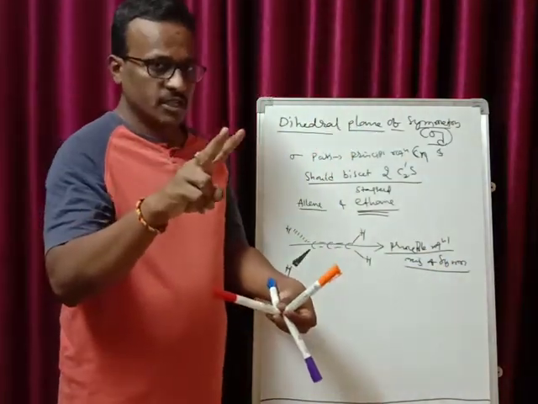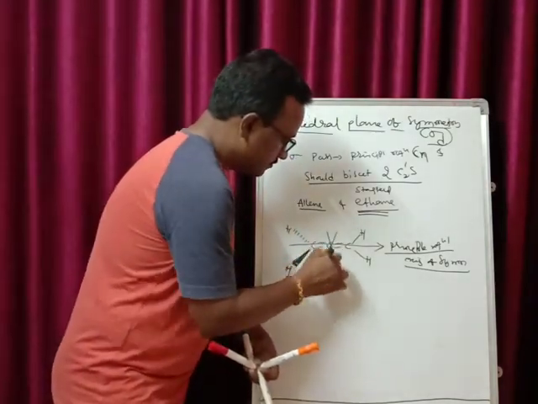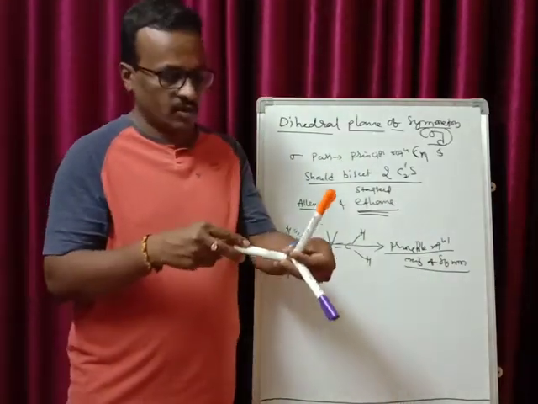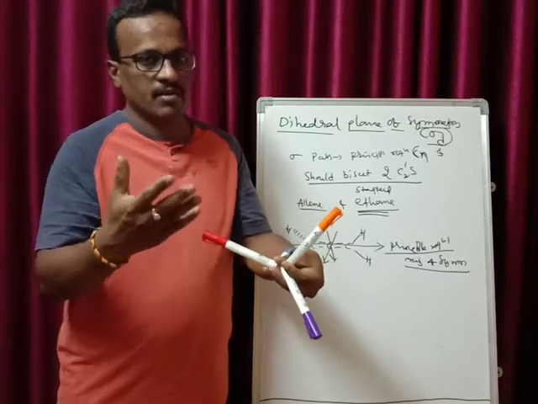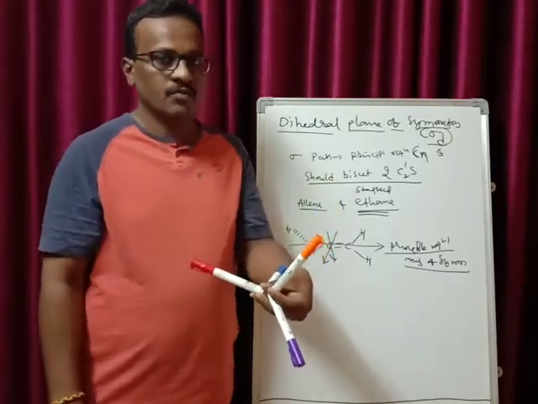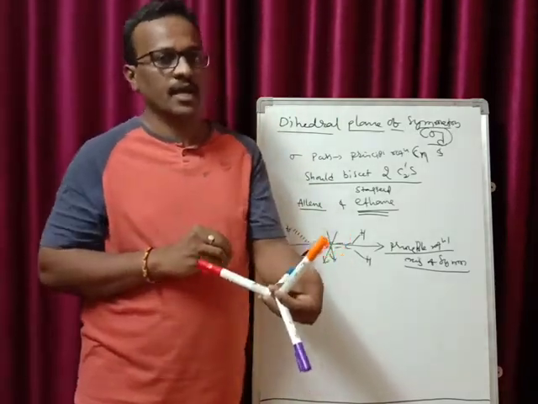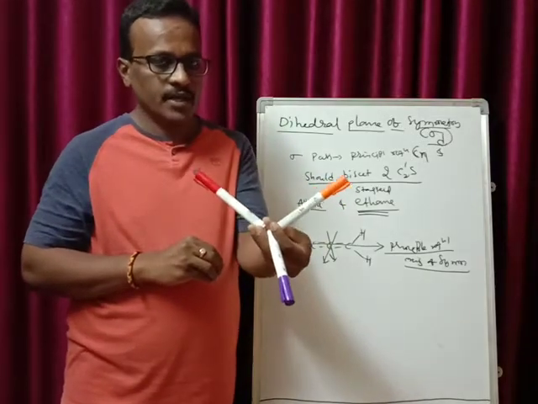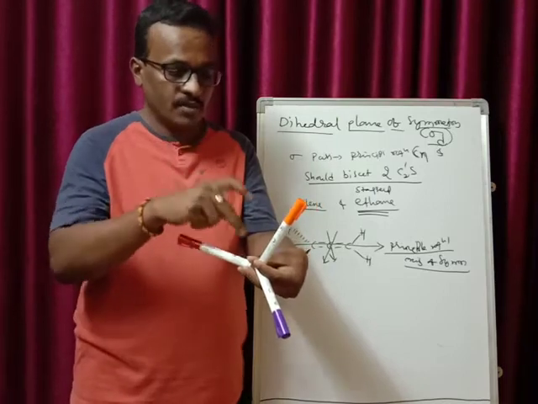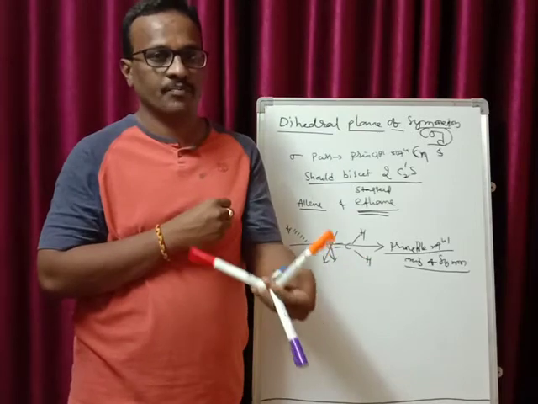There are other two C2s, and those two C2s are actually passing through the central carbon atom. I don't have the molecule over here, so we'll just try to make you understand. In case you don't understand, I'll give a link of that video where you can see the dihedral plane of symmetry in case of the allene molecule. The other two C2s in the allene molecule will pass through the center of this central carbon atom.